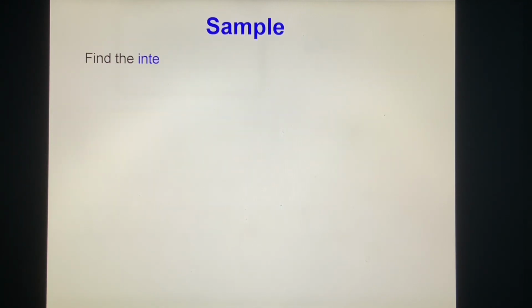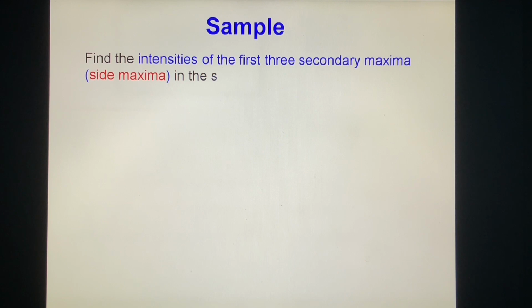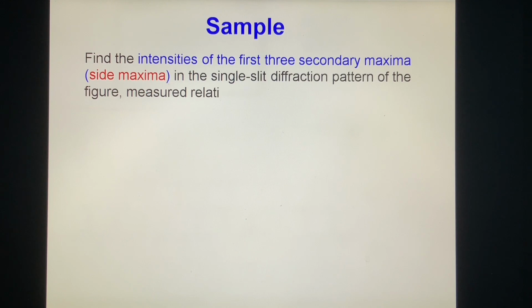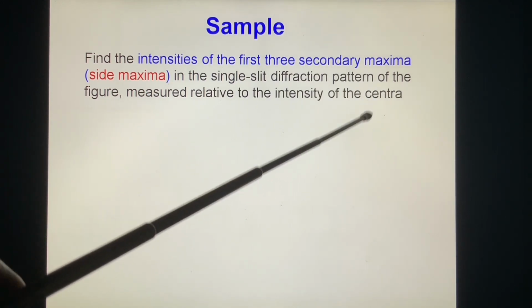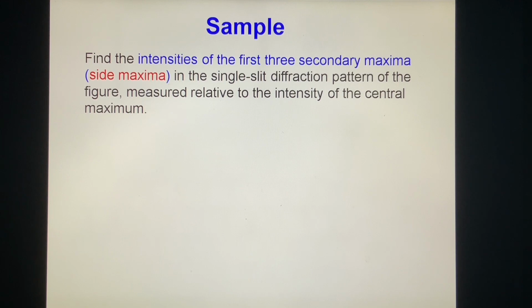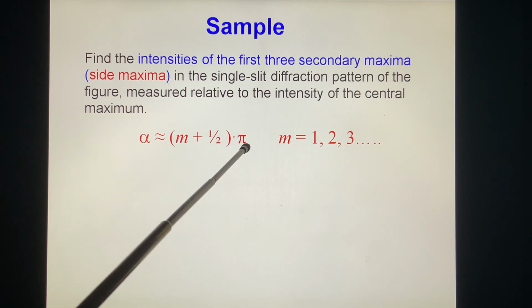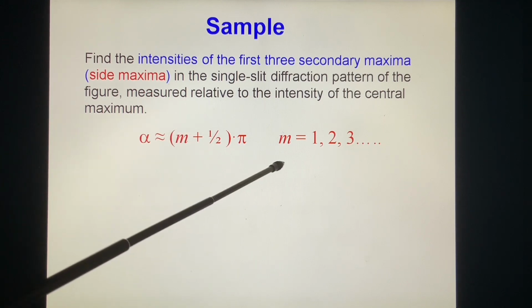Sample: find the intensities of the first three secondary maxima, the side maxima, in the single slit diffraction pattern of the figure, measured relative to the intensity of the central maximum. We want to find the first, second and third side maxima relative to the central maximum. Now, we know the formula: alpha must be m plus half pi. Then we put the formula, we get the maximum. If this is m pi, then it's minimum.